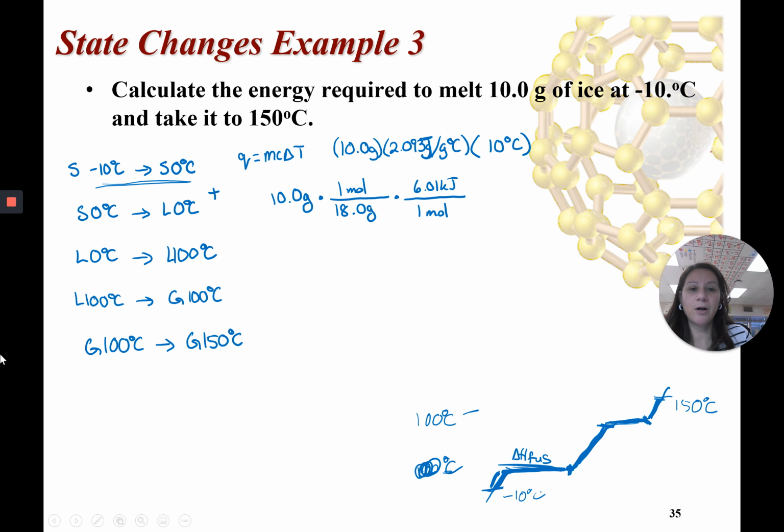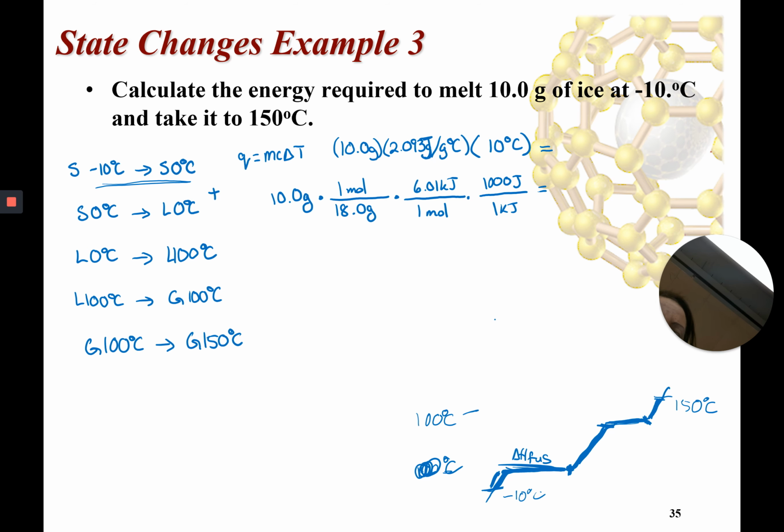Now, the only problem right here is that this answer is going to be in joules, right? My grams and grams cancel, my Celsius and Celsius cancel, so I end up with joules. But this right here will give me kilojoules. So I need to convert one or the other. I can't add up joules with kilojoules together. So I need to change all of them to joules or all of them to kilojoules. I'm going to go ahead and change all of them to joules. So I'm going to add a step here. I'm going to say 1 kilojoule is 1,000 joules.